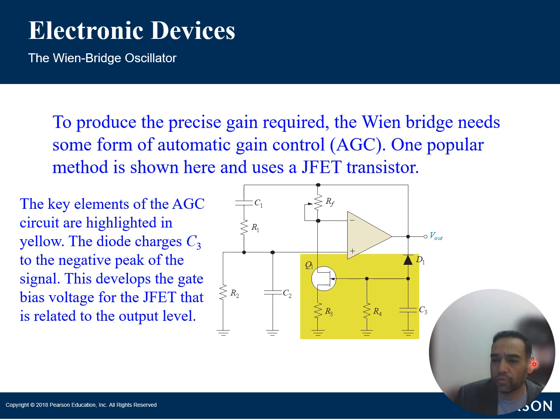So overall, the Wien bridge oscillator, it's a versatile circuit. It's used often in audio signal generation. It's good because it has very low distortion, and it can produce sine waves at very precise frequencies. Again, in the audio range.